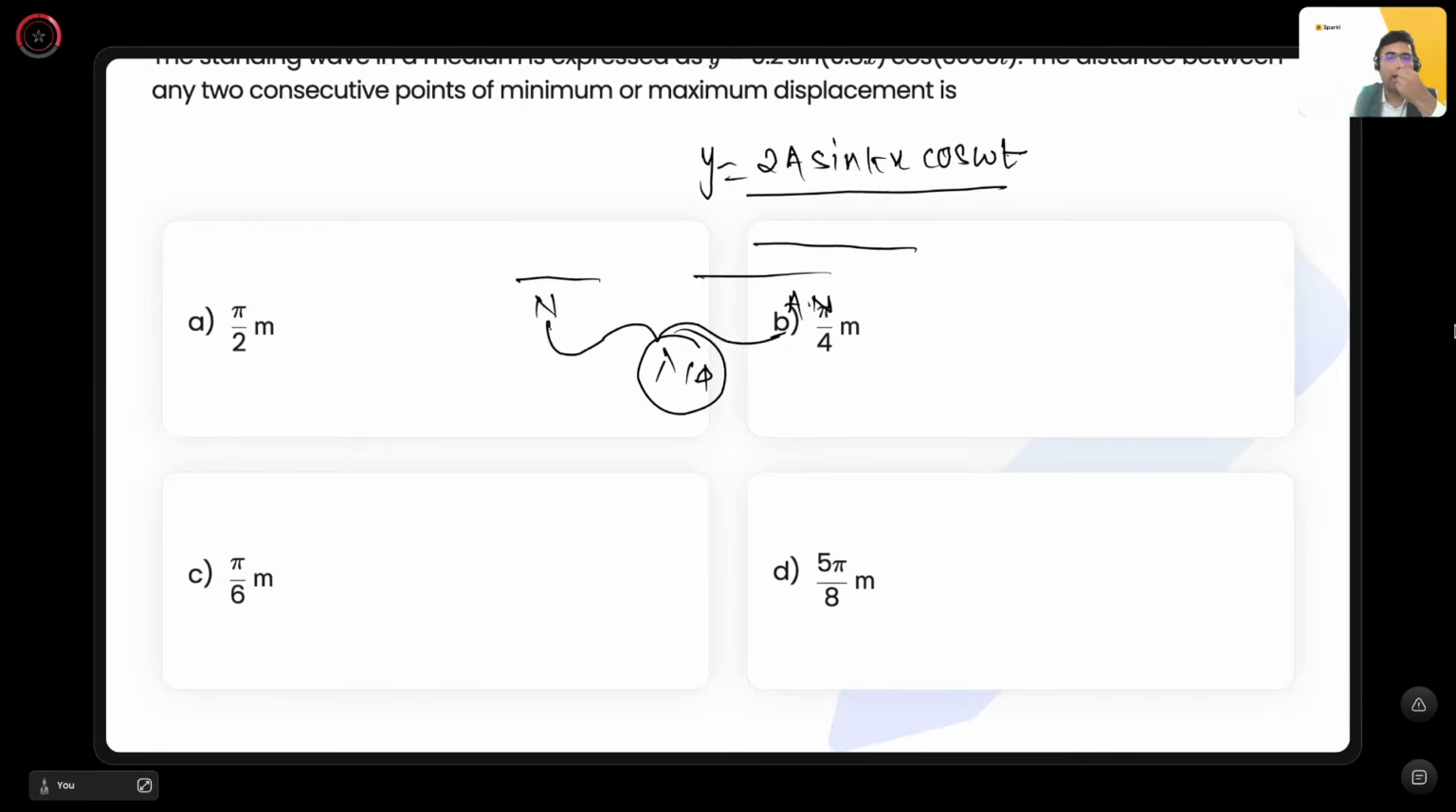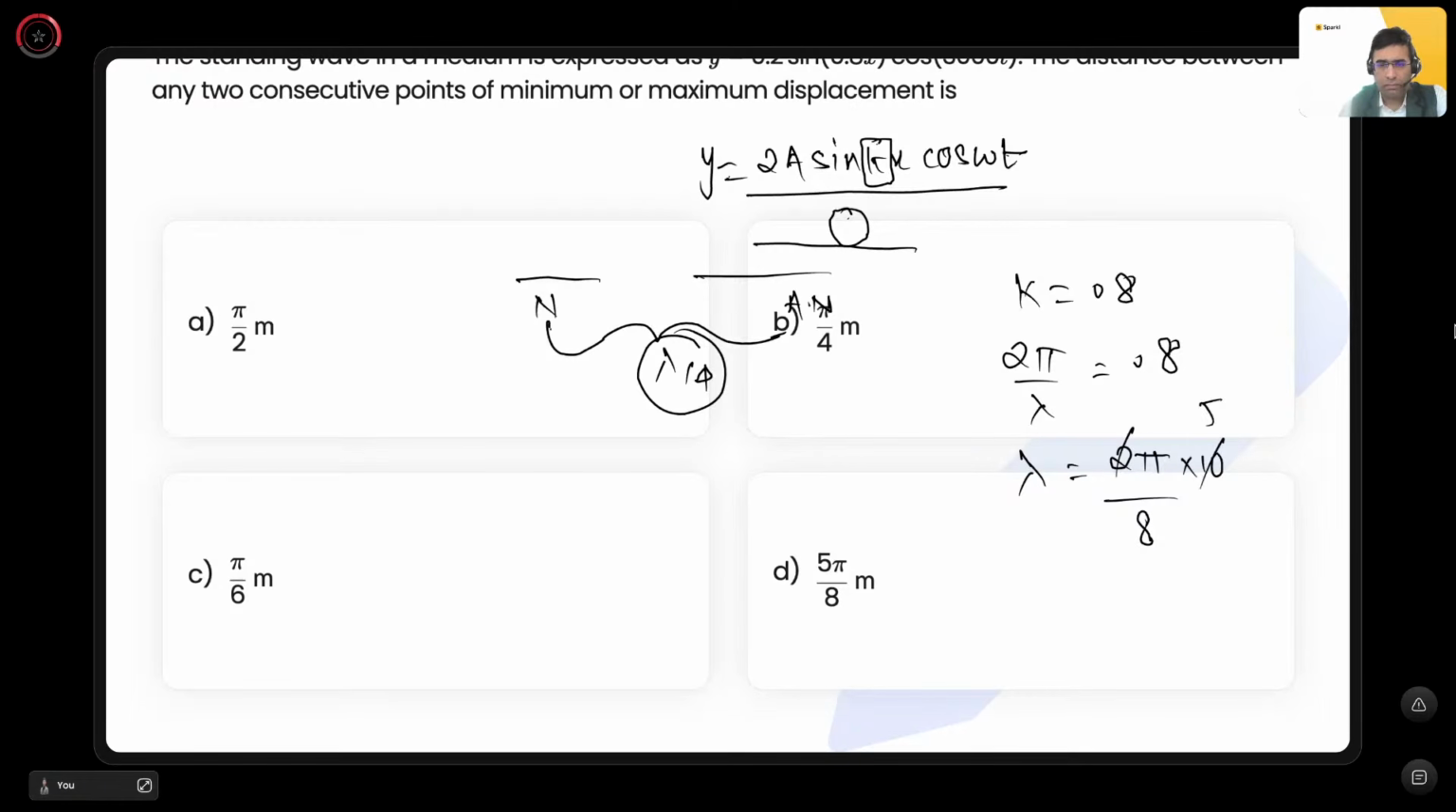अब वो कैसे निकलेगा? तो we know that यहाँ पर x का coefficient is k, यहाँ पर x का coefficient 0.8 है, तो k का value is 0.8. Now k is 2 pi upon lambda, that will be equal to 0.8. All right. So lambda from over here will become 2 pi upon 0.8 or 8 upon 10. ठीक है, तो ये 5 times हो जाएगा and ये 2 times हो जाएगा. तो lambda comes out to be 5 pi by 2. So lambda by 4 will come out to be 5 pi upon 8.